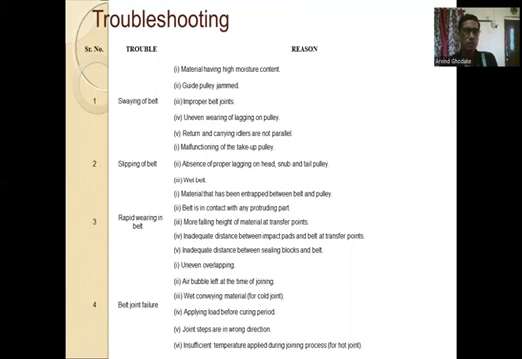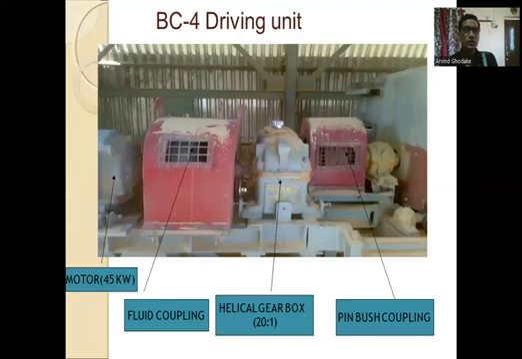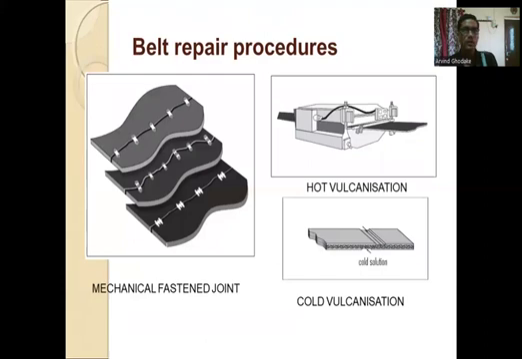Then the BC4 driving unit: you can observe here the motor unit, then fluid coupling, then helical gearbox and pin bush coupling. So this is a driving unit for the belt conveyor system. Then belt repair procedure: mechanical fastener joint, hot vulcanization and cold vulcanization. So this is a belt repair or belt maintenance procedure. Either we can perform mechanical fastening, or cold vulcanization or joining, or hot vulcanization or joining.